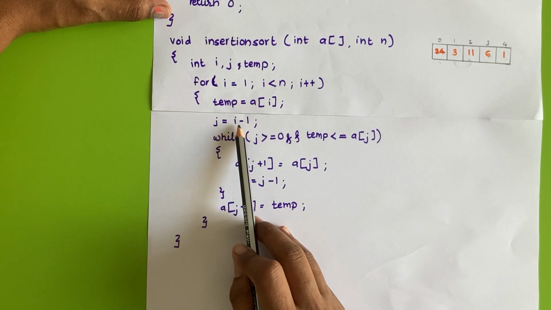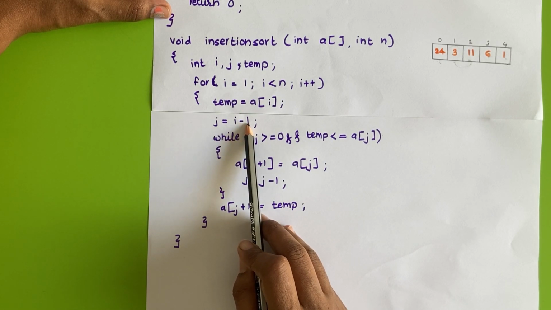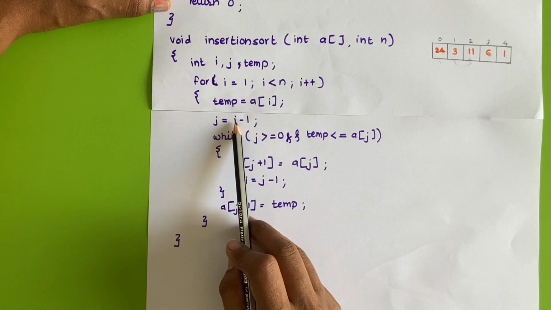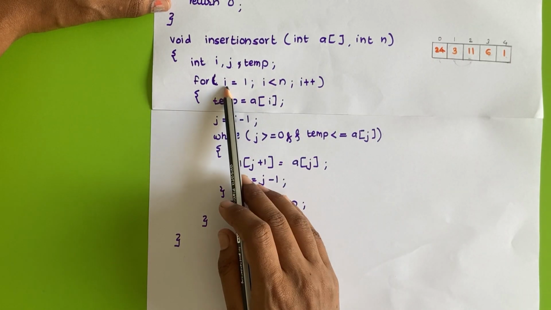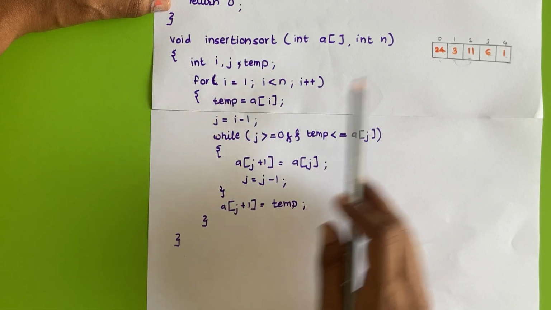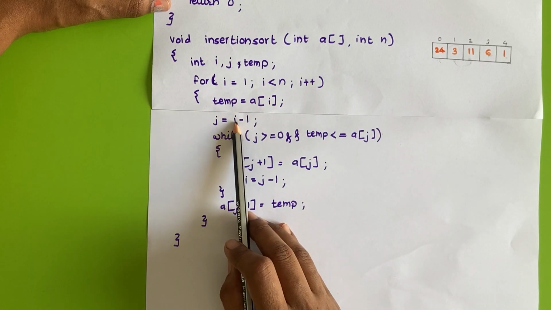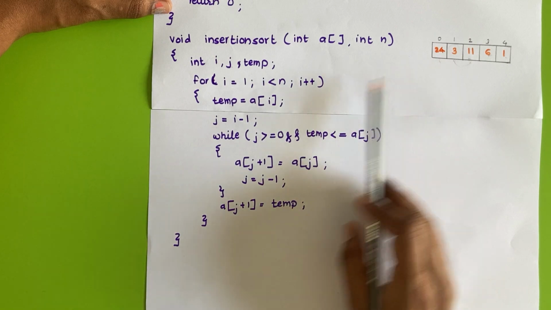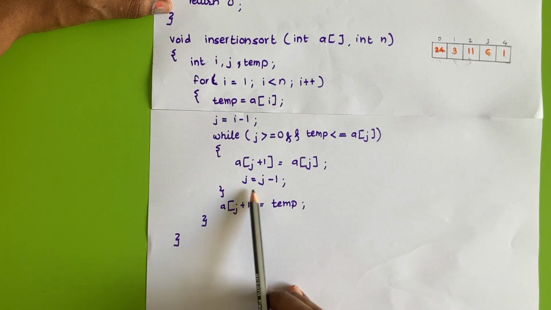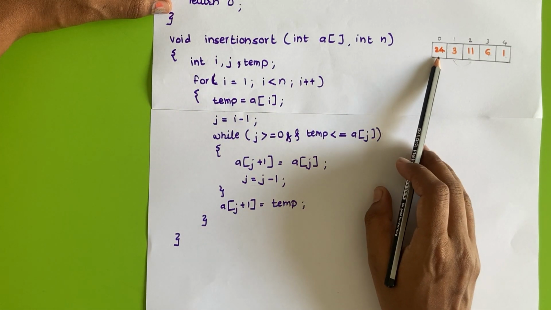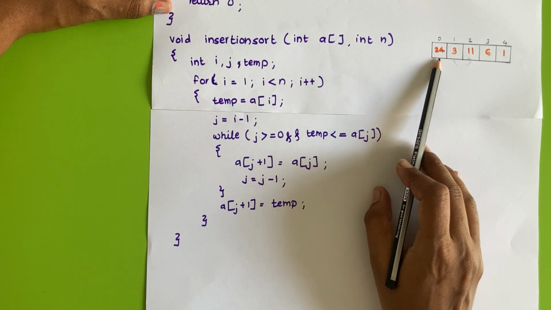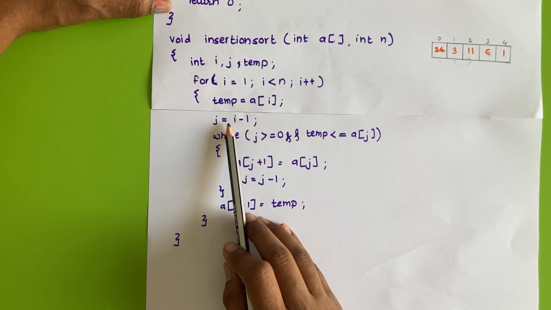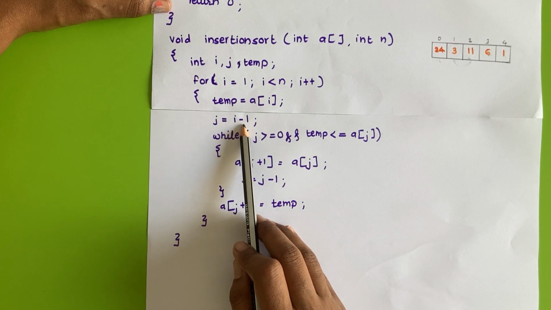So j will be initialized to i minus 1. Suppose the value of i is equal to 1 for the first time, then j will be 0. When i is equal to 2, then j will start from i minus 1, meaning 2 minus 1 is equal to 1. So it will start from 1. Again it will be updated here, so then that will be updated to 0. Likewise it will go on repeating. That's why j is assigned as i minus 1.